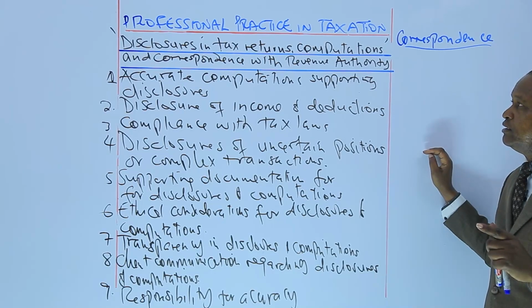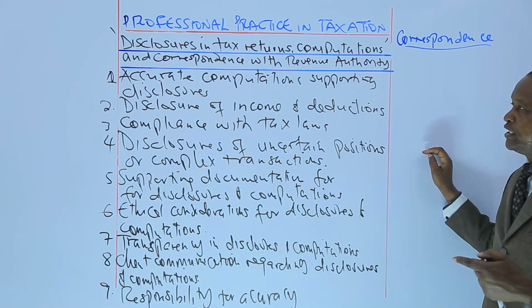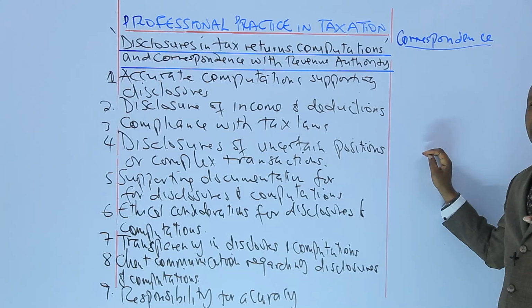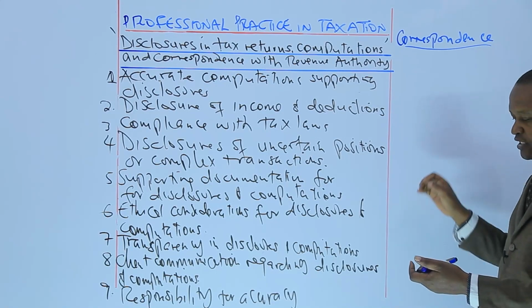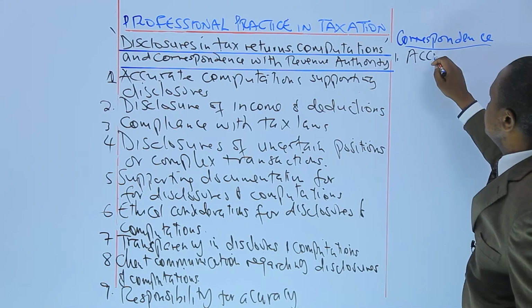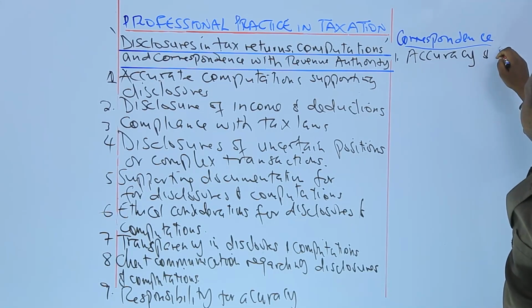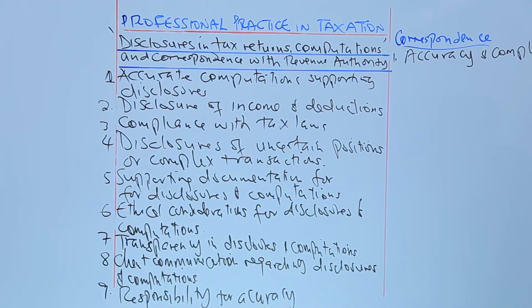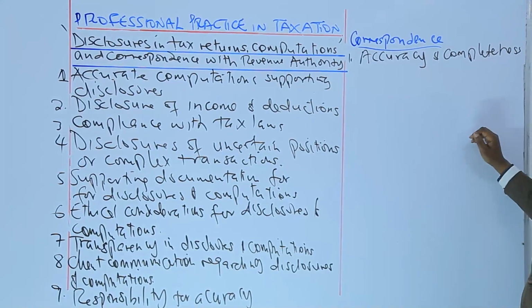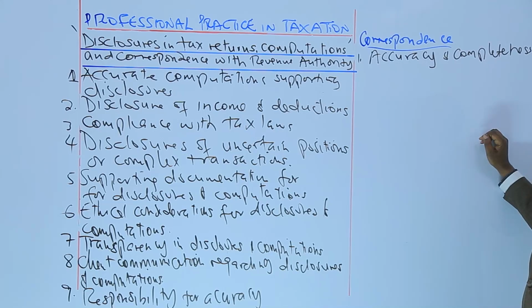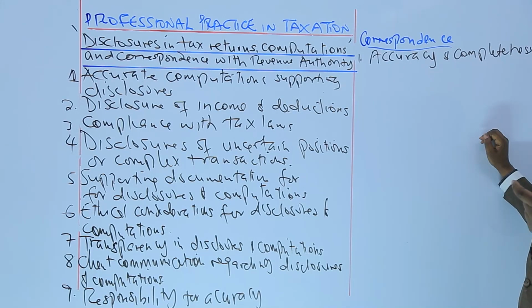So when communicating with the Revenue Authority, first and foremost, it is important for the tax professional to ensure accuracy and completeness of information. Number 1, accuracy and completeness. All communication with the Revenue Authority should be accurate and complete, and that includes providing precise information about income, about deductions, about credits, and any other relevant financial data.